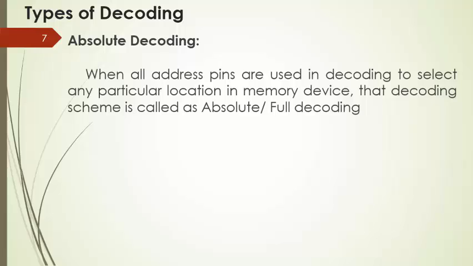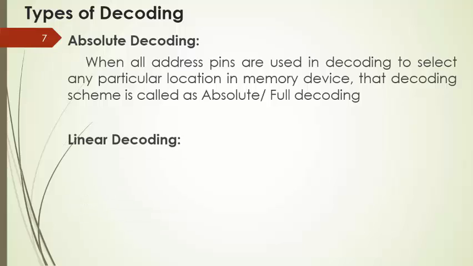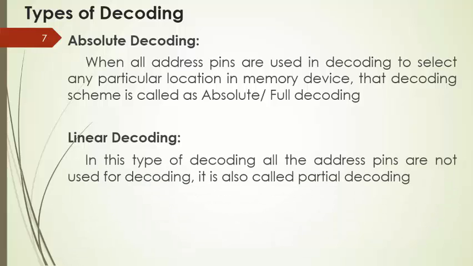So the first decoding type is absolute decoding. In this particular decoding scheme, all address pins or address lines are used in decoding to select any particular location in the memory device. That kind of scenario or decoding scheme is called the absolute or full decoding scheme or decoding technique.